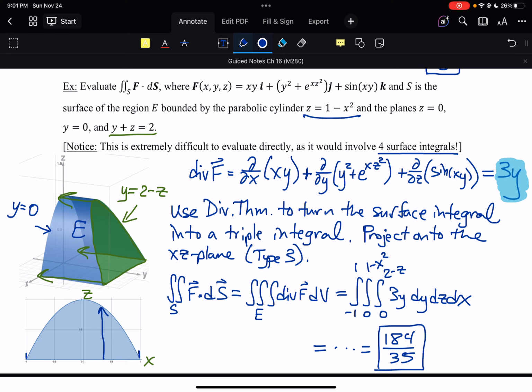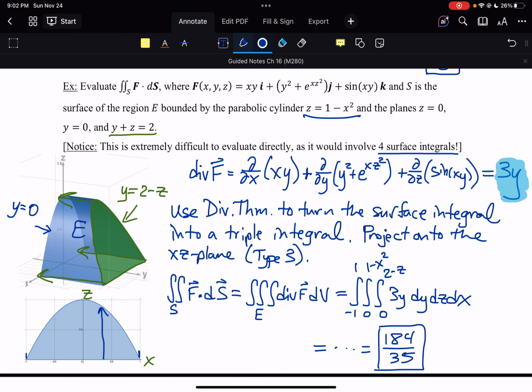But the divergence theorem itself, all it allowed us to do was to convert the surface integral into a triple integral. Once that work was done, it was up to us to then just set up and solve a triple integral, which is work from, again, a previous chapter.